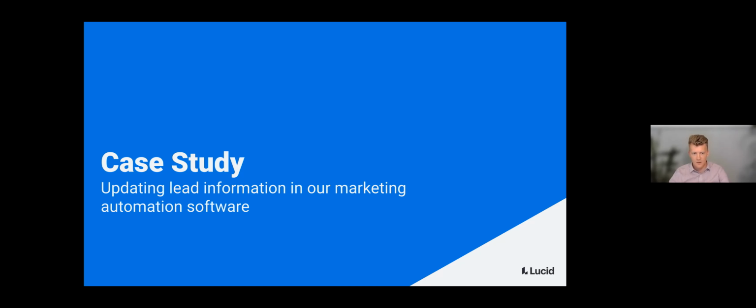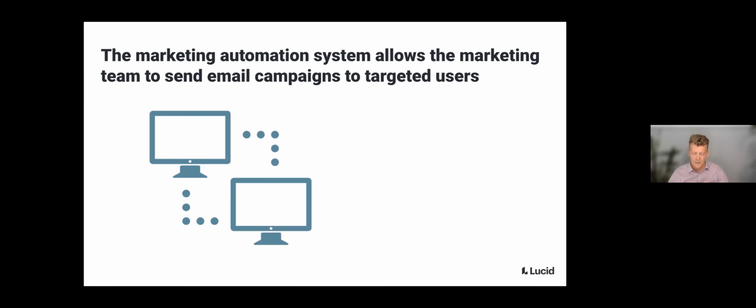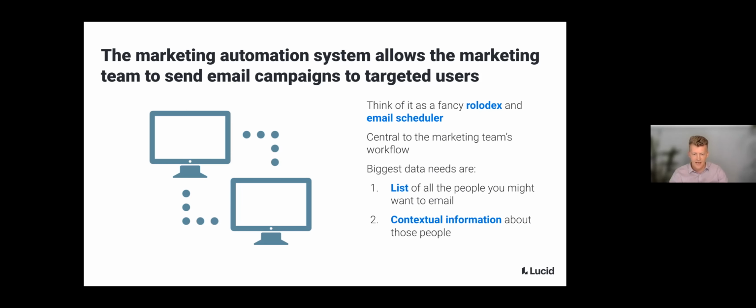And we're going to focus on just updating lead information in our marketing automation software. So for people who aren't familiar with marketing automation, it really just allows our marketing team to send email campaigns to targeted users. I'm sure your inbox is a lot like mine. You probably get about 10 of these a day. Sometimes they're helpful, a lot of times they're not. But it's a marketing automation system that powers that.